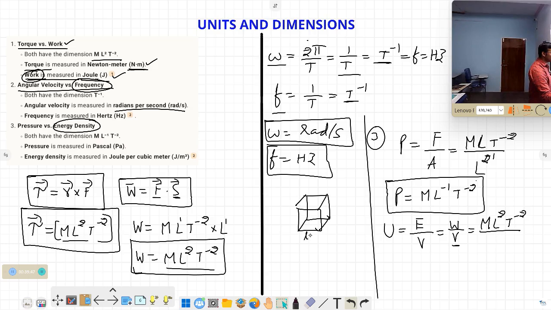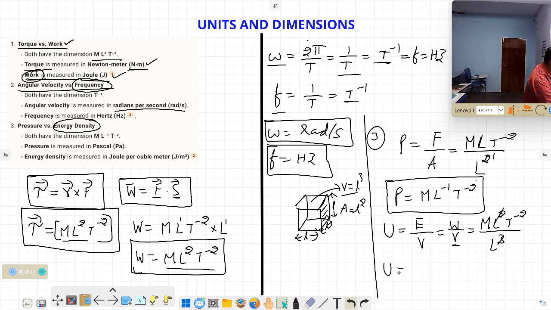If L is the length, breadth and height of this cube, then the volume of this cube becomes L cube. Now the area becomes L square. So volume is 3 times the length, which I can write as L cube. Now if you write this one, L square and L cube get cancelled.